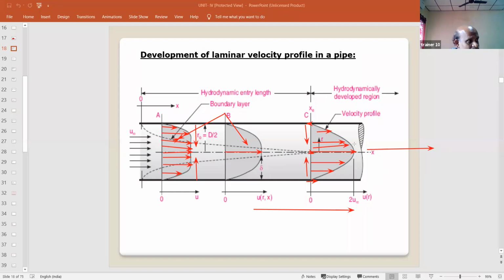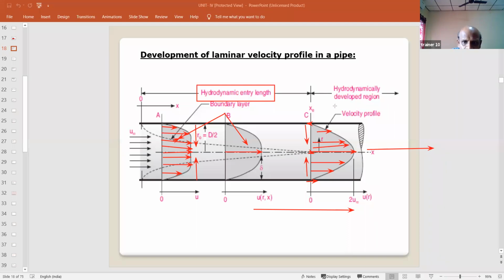The flow increases. Up to the point where the boundary layer ends, or the developed velocity profile develops, is known as the hydrodynamic entry length. That is the length of the boundary layer formation in the pipeline, at which the boundary layer ends. That is called the hydrodynamic entry length.